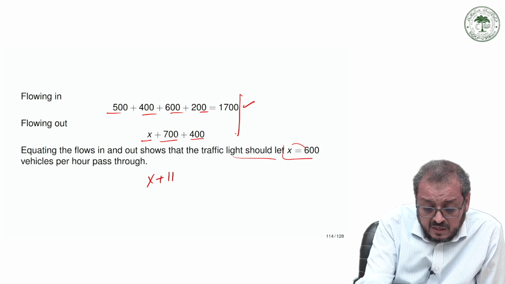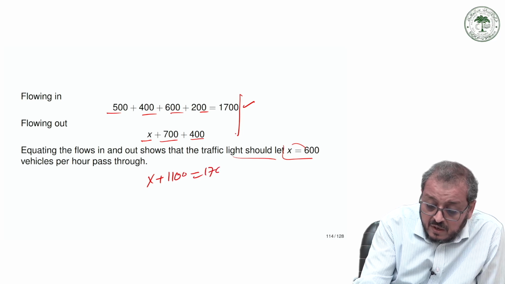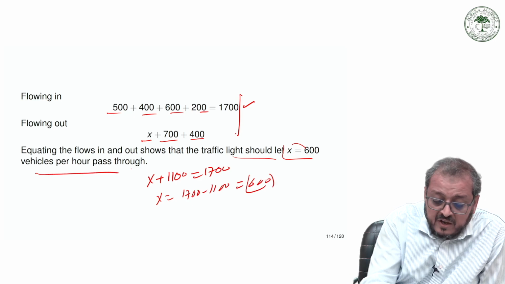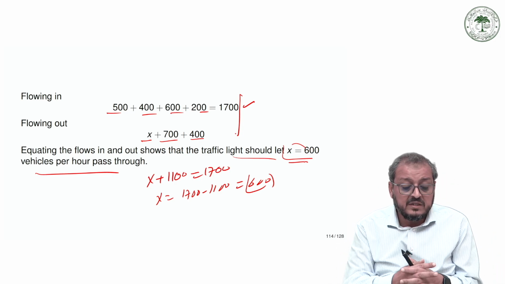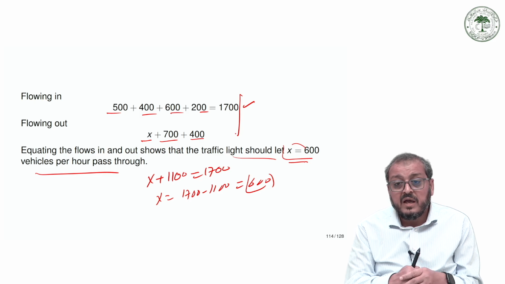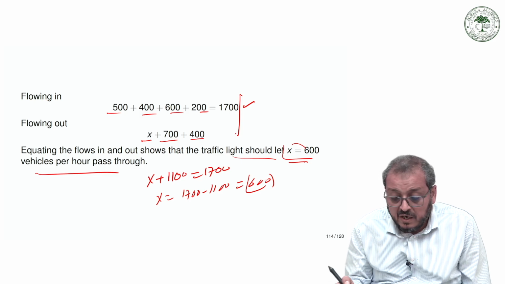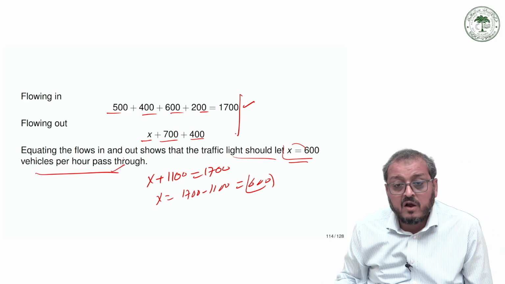So x plus 1100 is equal to 1700. Then x is equal to 1700 minus 1100, which is 600. This means that by equating flow in and out, the traffic light should be x equal to 600 vehicles per hour passing through.